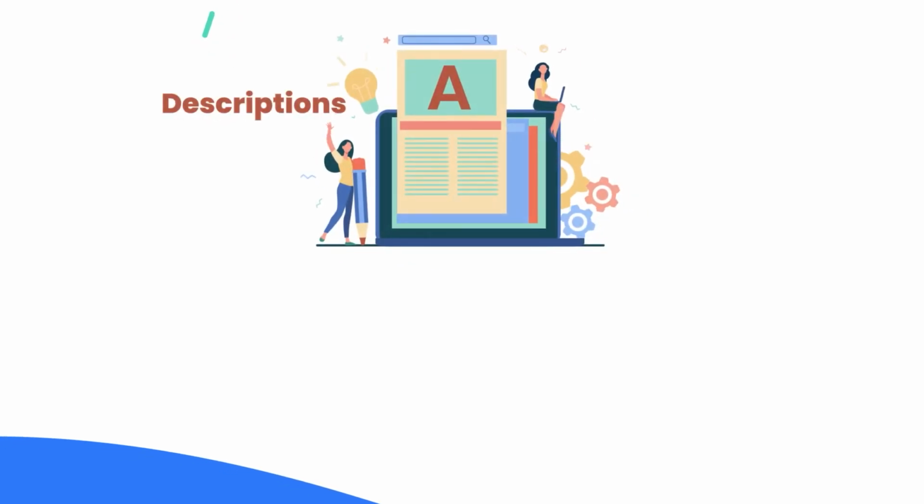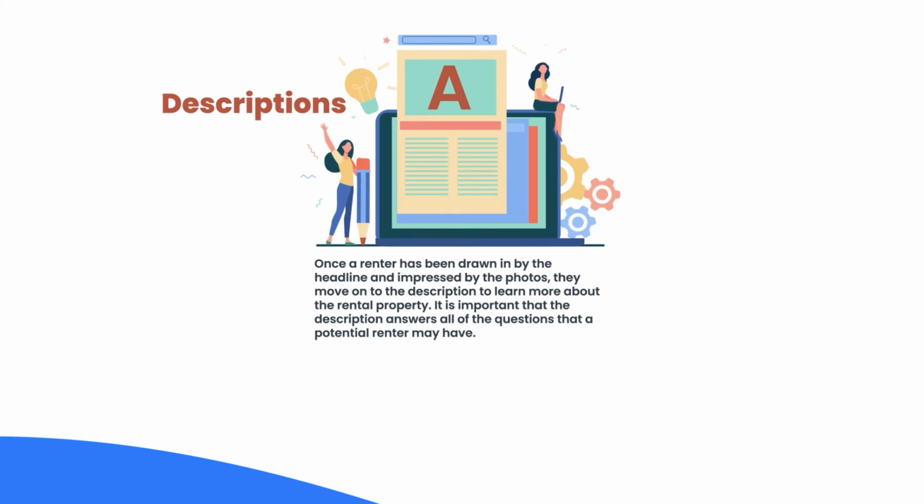Descriptions. Descriptions make up the meat of listings. Once a renter has been drawn in by the headline and impressed by the photos, they move on to the description to learn more about the rental property. As such, it's important that your descriptions answer all of the questions that a potential renter might have.